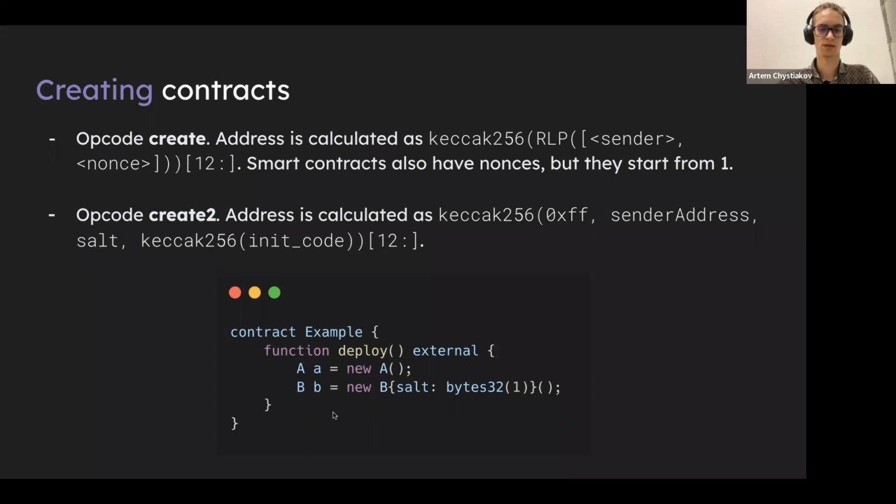Here in our example, we have two lines of code that deploy contracts. The first one is the deployment with the create opcode. This is how Solidity handles it. And here is the deployment of the contract with the create2 opcode. The difference here is that we are passing a salt, using salt as a syntax.